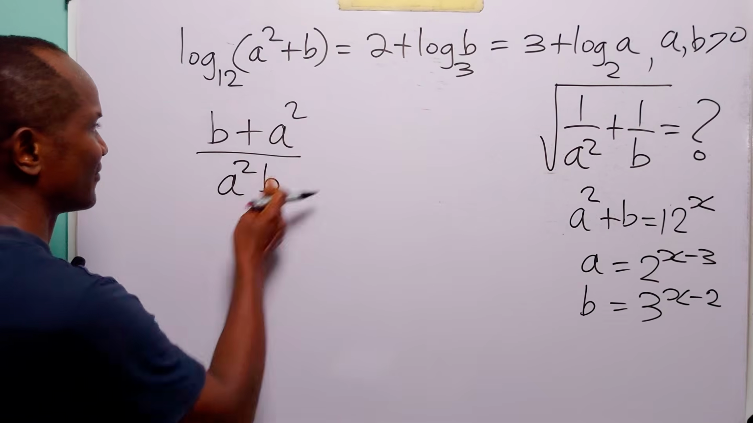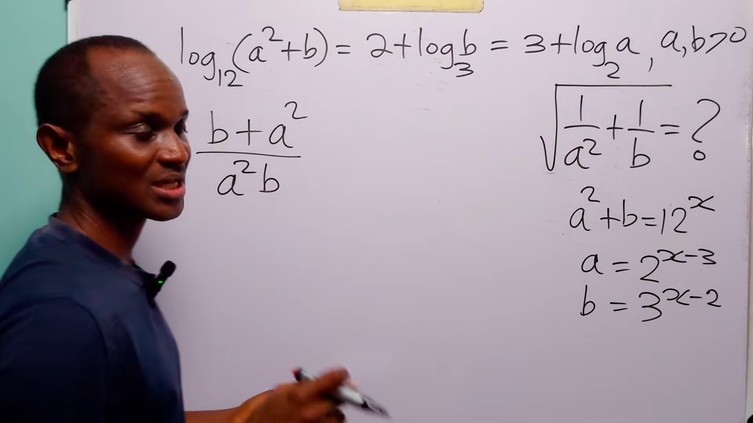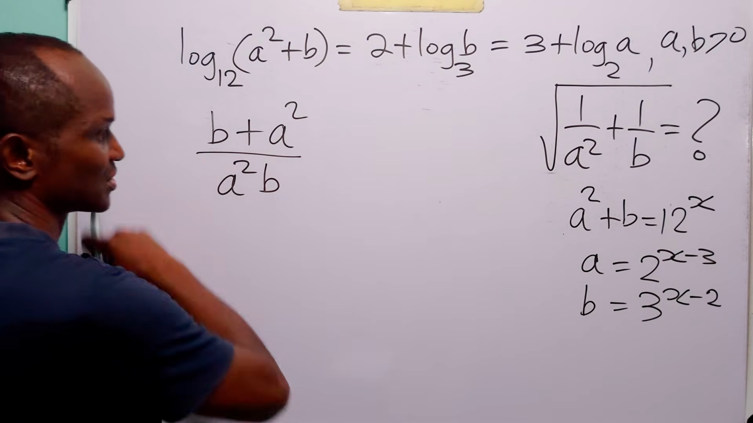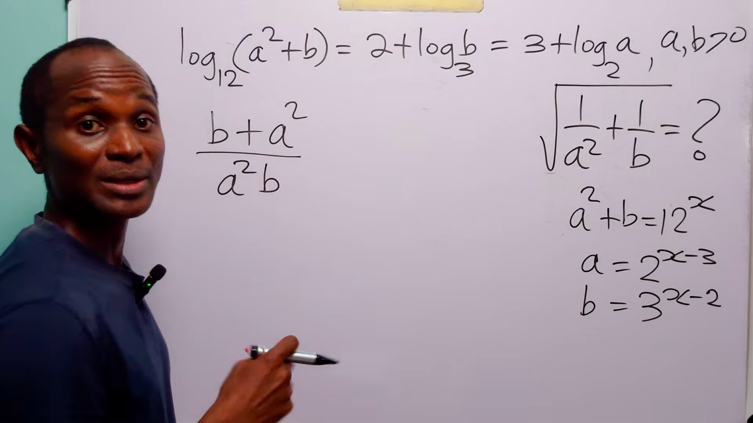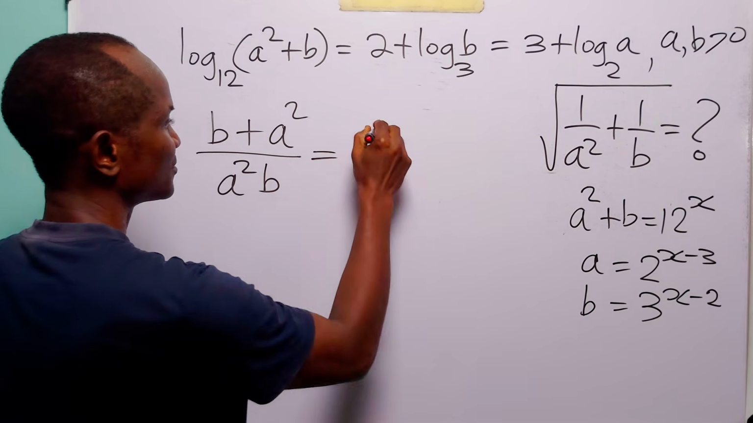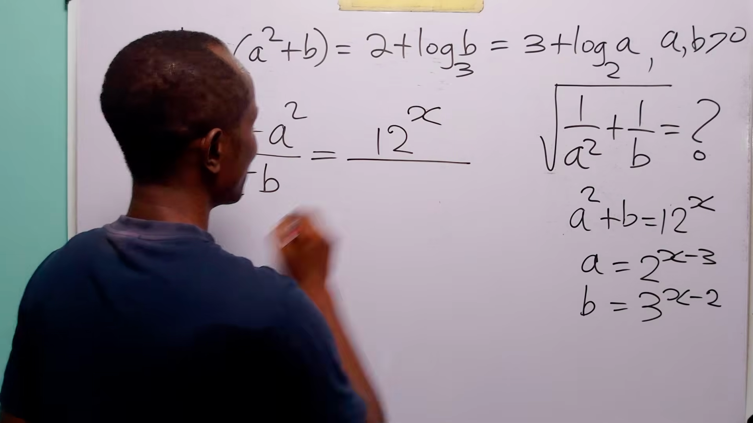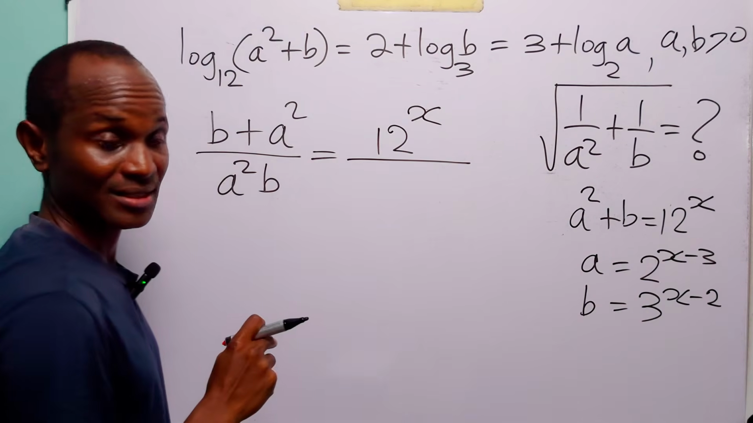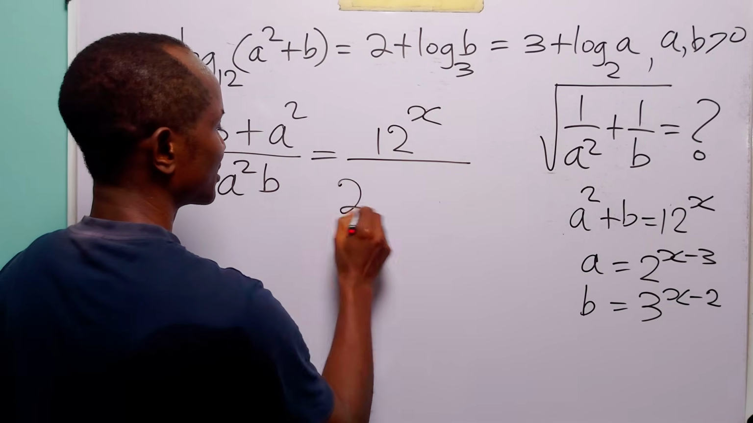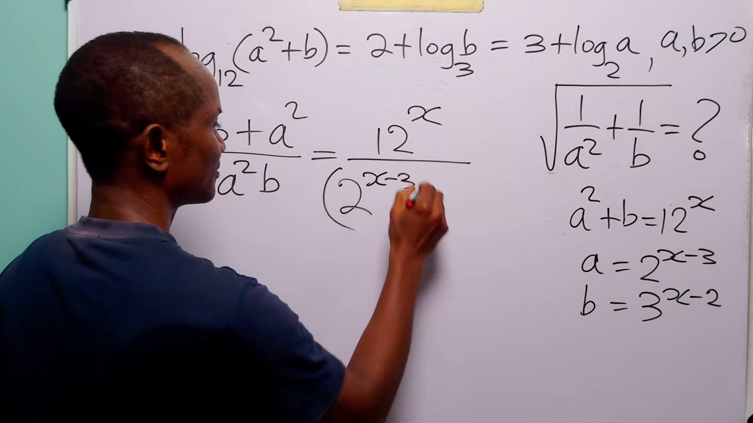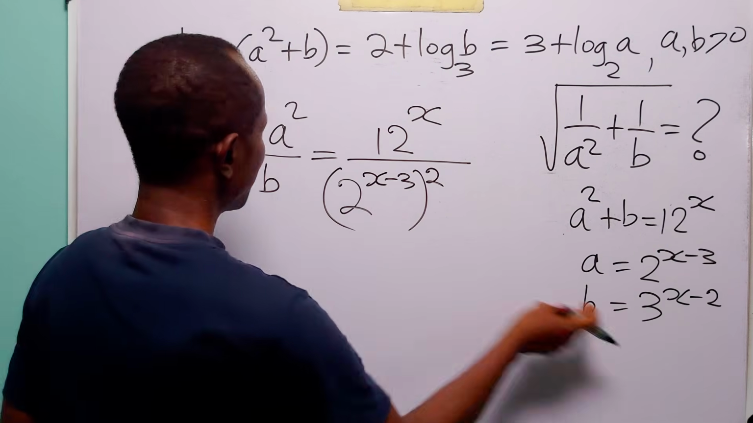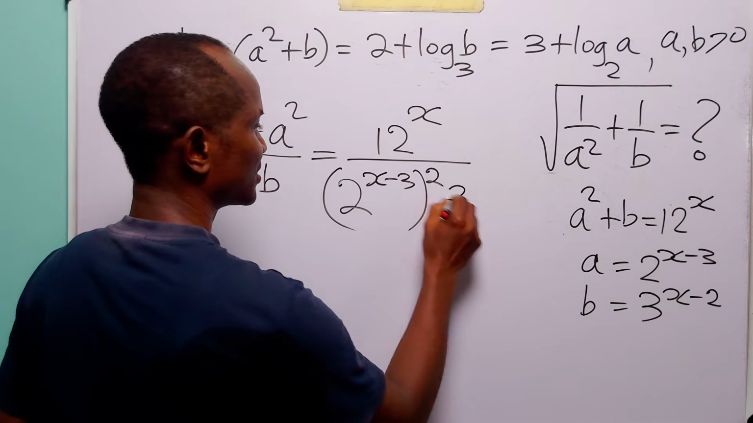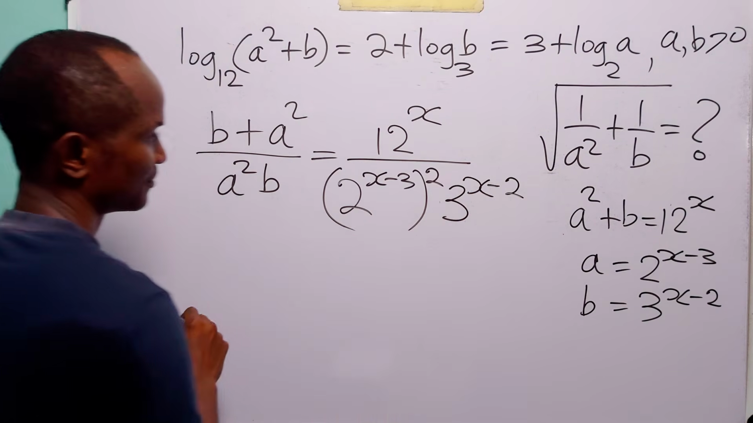Now, first of all, we are going to evaluate this before we finally introduce the square root. Now, look at what we have here. We have that a squared plus b is equal to 12 to the power x. So this is equal to 12 to the power x over, we have that a is 2 to the power x minus 3. So a squared is going to be 2 to the power x minus 3, squared. And then we have that b is equal to 3 to the power x minus 2. So here we have 3 to the power x minus 2.